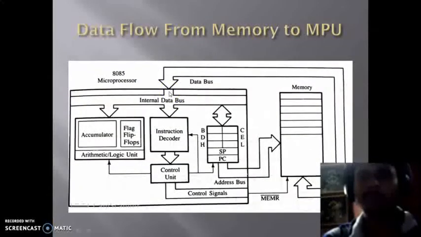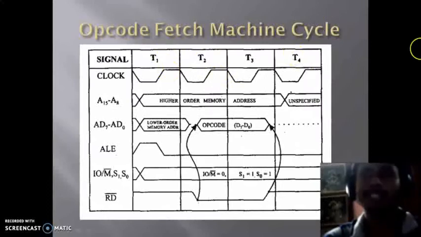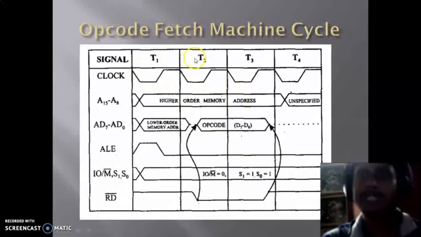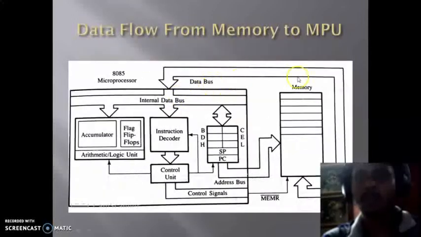So this is the opcode fetch machine cycle. To fetch an opcode, in case of any instruction of the 8085 microprocessor, we need 4 T states. So this is the opcode fetch machine cycle where we have 4 T states, T1, T2, T3 and T4. And to fetch it, first we have to address where the opcode is stored. Now if you see the data flow diagram, say the data is stored at a particular address of this memory.